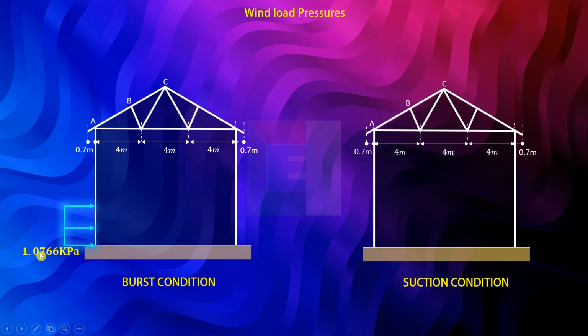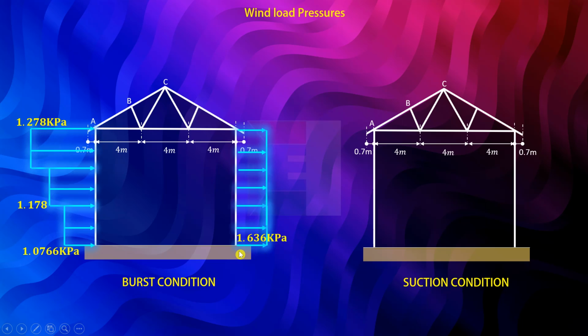Yung sa mga windward, so we have 1.076, so parang summary na to. And then sa 6 meter na height, so 1.178 kPa, and then for 8 meter high, 1.278 kPa. And then sa leeward, we have 1.636 kPa. So, pwede mong i-replay yung previous video para makita mo kung saan galing. So, anyway, na-compute na natin to kanina. So, this is just the summary.